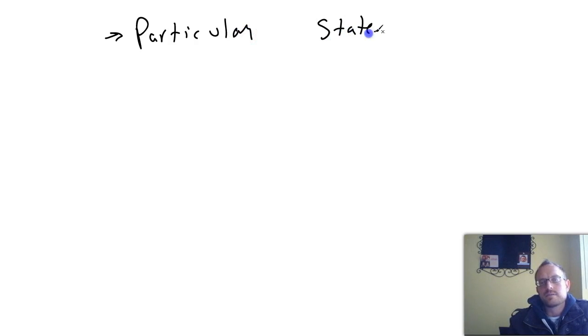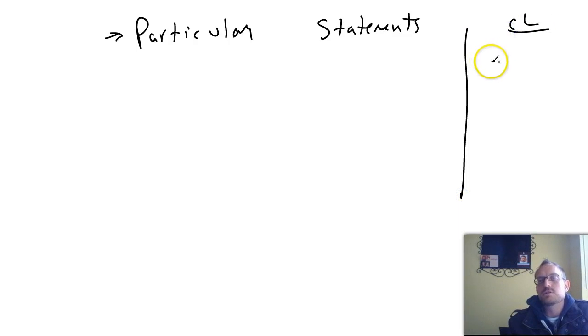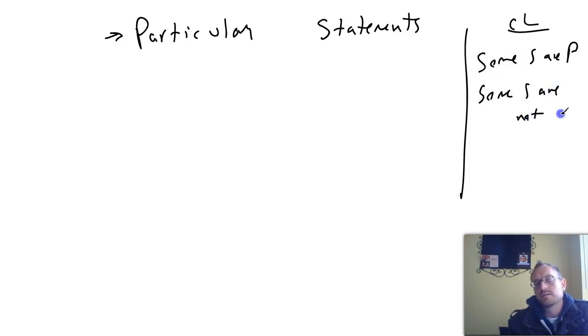Okay, now that we've talked about universal statements, let's look at particular statements. Now, let's go back and remind ourselves. In categorical logic, we had two types of particular statements. We had "some S are P," and we had "some S are not P," right? So what we need is to figure out how we are actually going to symbolize these.